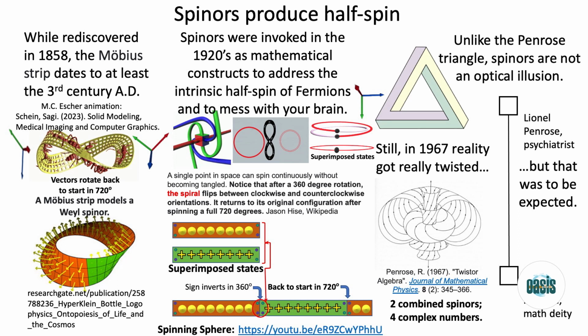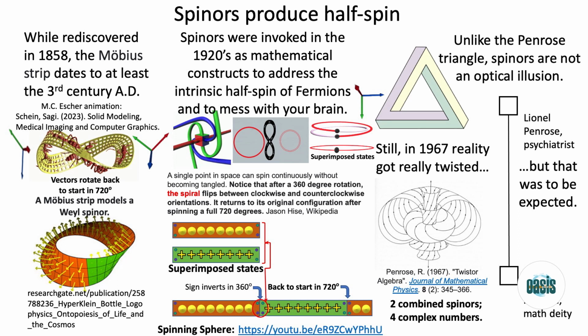So spinors were invoked in the 1920s to explain half spin of fermions, this weird property. And here's an example of a spinning object, and it's showing half spin. You actually have to go color-wise. I'm not sure you can appreciate it here, given the lighting, but to come back to the start requires 720 degrees of rotation. And what's happening here is the green is going clockwise. After it does half a rotation, 360 degrees, it's now going counterclockwise, and it keeps flipping between those.